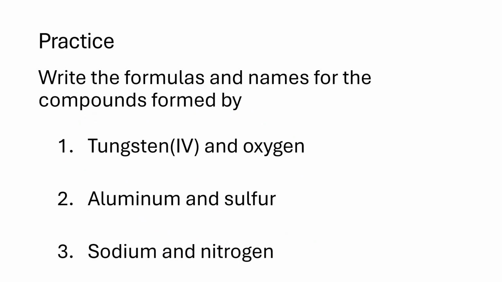One last slide to kind of wrap up this process. These 3 examples give us some ions and ask us to write both the names and the formulas of the compounds formed by those ions. Let's start with the names because I think that's a little bit quicker. We just name the first ion, the cation, and then we name the anion. The cation, tungsten 4, is literally just called tungsten 4, so I'm going to write that in here. Tungsten, Roman numeral 4.